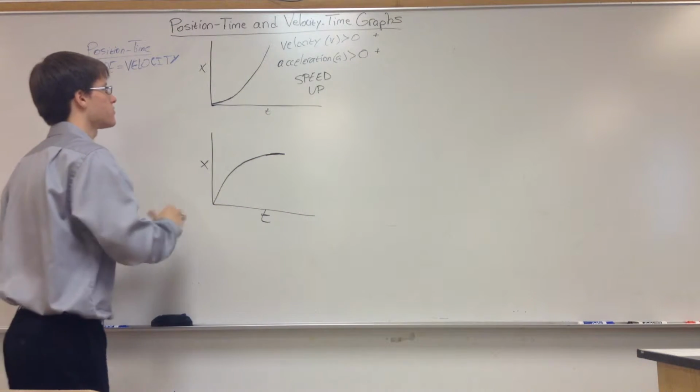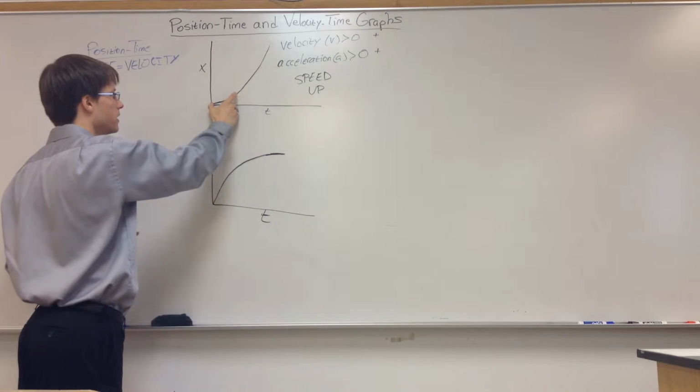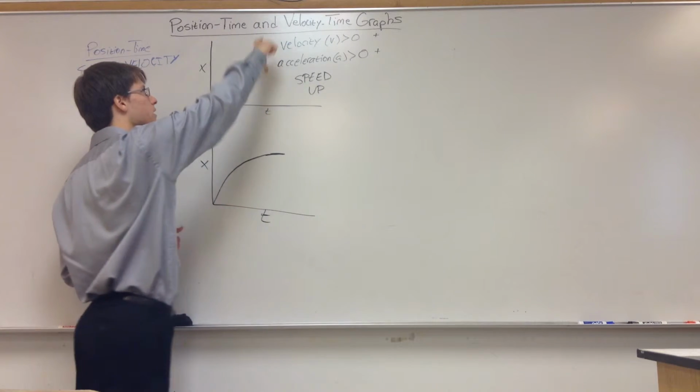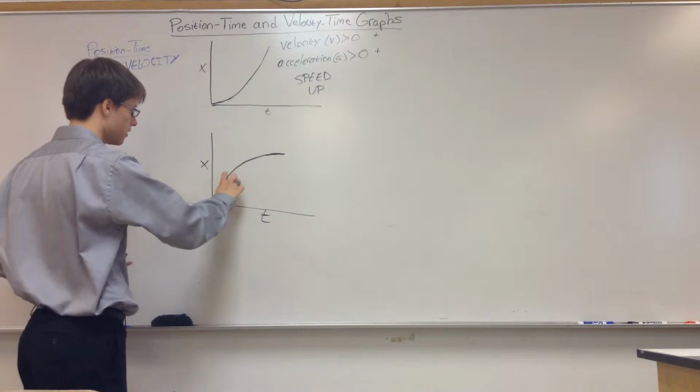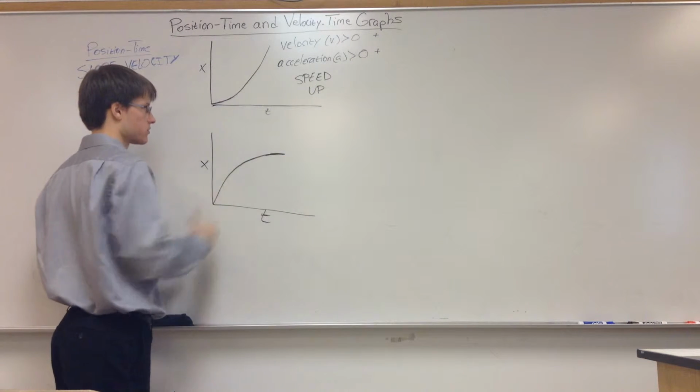So you can see that, remember, the slope is the velocity. So here we have a positive slope, and it's very small, so we're not going very fast. But as we continue, it gets greater, and it becomes faster. Here, it slows down, right? Our slope becomes less and less and less, and it slows down.